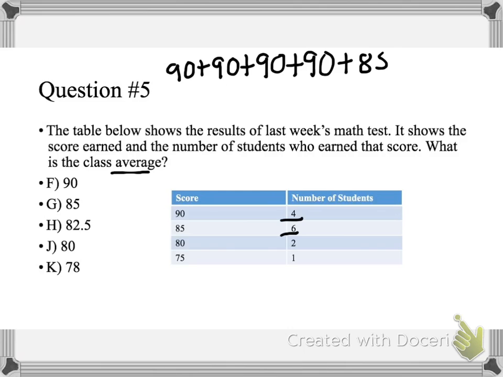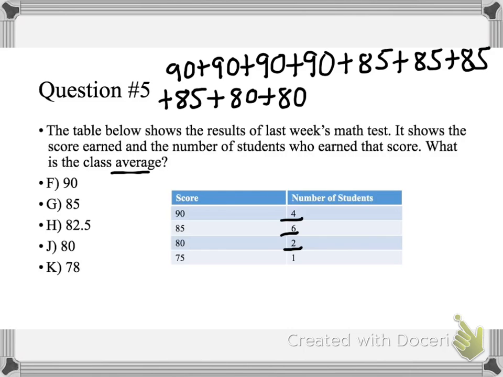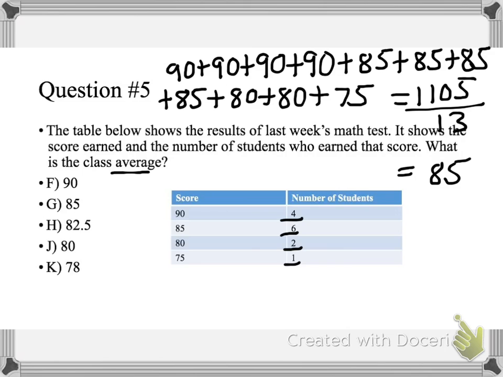Right? And then it says we have 6 of them that had an 85, so we're going to have to add 6 85s. So 85, 85, 85, plus 85. Plus, it says we had 2 of them that had 80s, so 80 and 80. Plus, we only had 1 student that made a 75. So, if we add all those numbers up, in this case we get 1,105. But to find our average, we have to divide by how many we had. So, if we look at our totals, 4 and 6 is 10, plus 2 is 12, and that's 13. So, all we got to do is divide that by 13. And I get an average score of an 85. So my answer in this case is G.